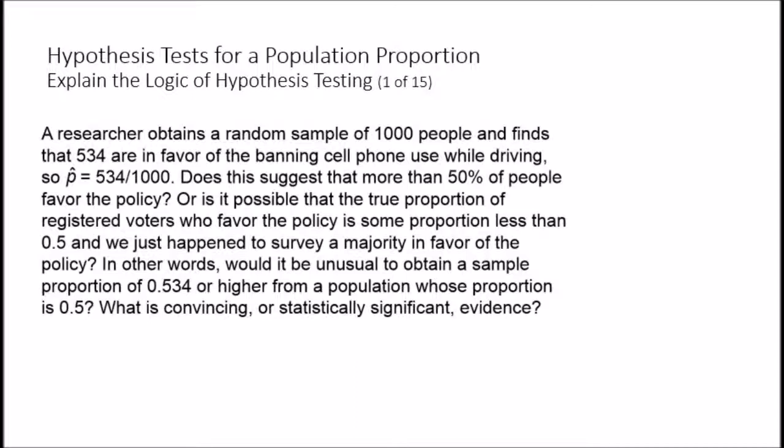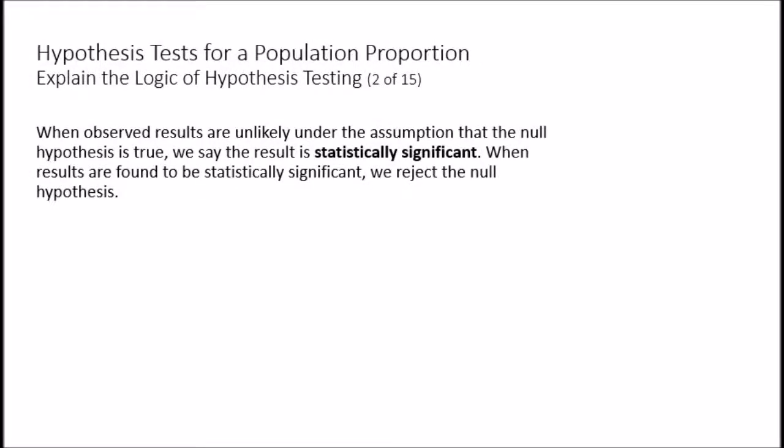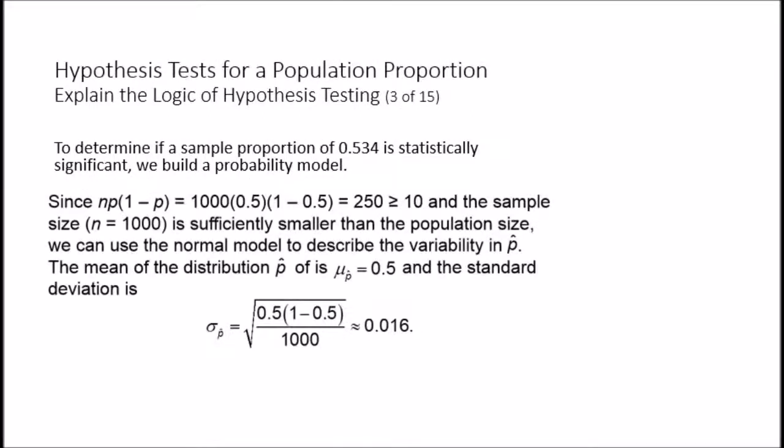In other words, would it be unusual to obtain a sample proportion of 0.534 or higher from a population whose proportion is 50%? What is convincing or statistically significant evidence? When observed results are unlikely under the assumption that the null hypothesis is true, we say that the result is statistically significant. When results are found to be statistically significant, we're going to reject the null hypothesis.